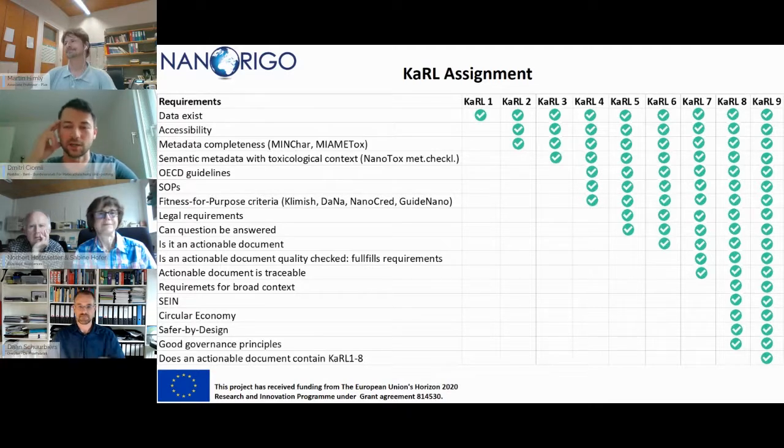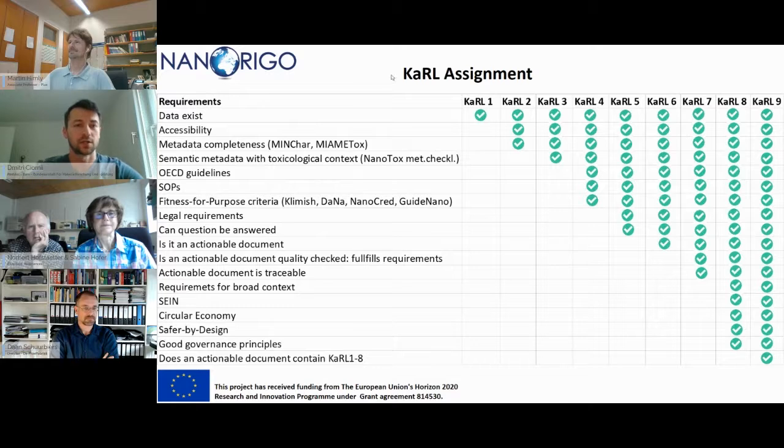KaRL 7. Well, KaRL 7 would be too far, but still, thank you for the answers. This is the level where we are just gathering information to answer the stakeholders' question. And KaRL 7 is already a quality checked actionable document. And I didn't even mention that we have already a document. We just gathered the information. So this is the whole process. We've found the requirements to answer the question. And this would be KaRL 5, as you can see in the table.